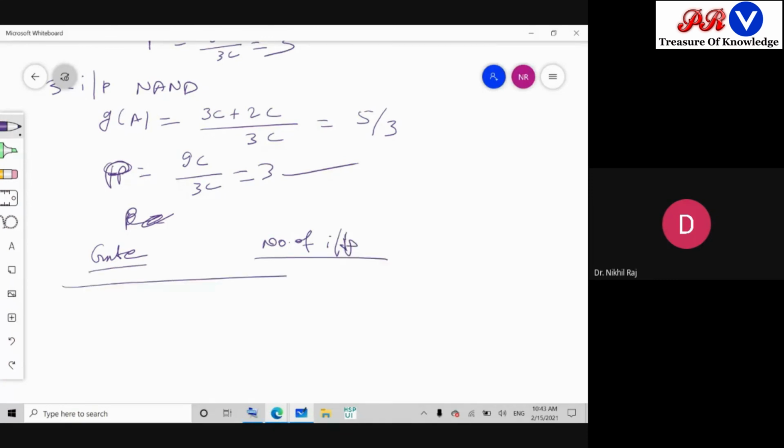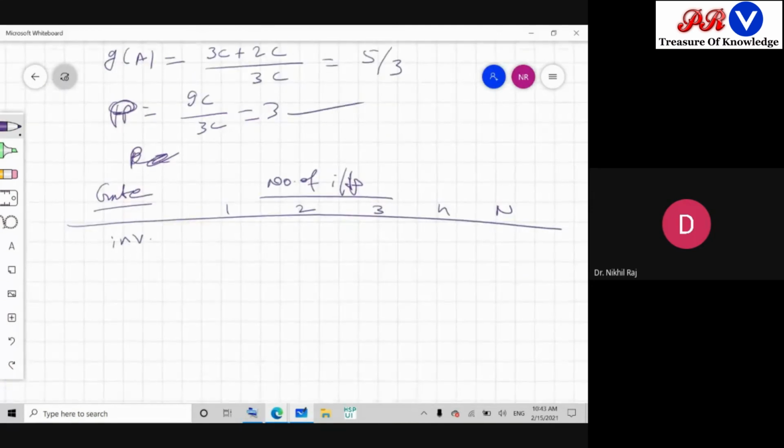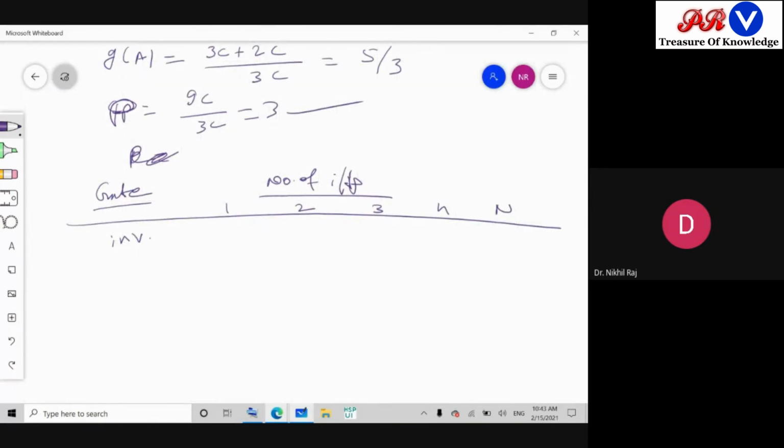So if I write inverter here, and 1, 2, 3, 4, let's say N inputs. The inverter has how many inputs? 1 input. 2 is not possible, 3 not possible, 4 also not possible, so N is not possible. So for the inverter, what should be the logical effort? The logical effort of the inverter is 1.